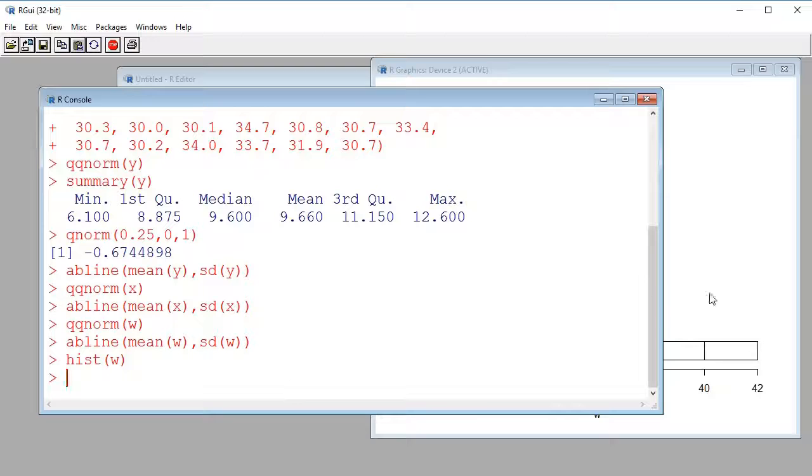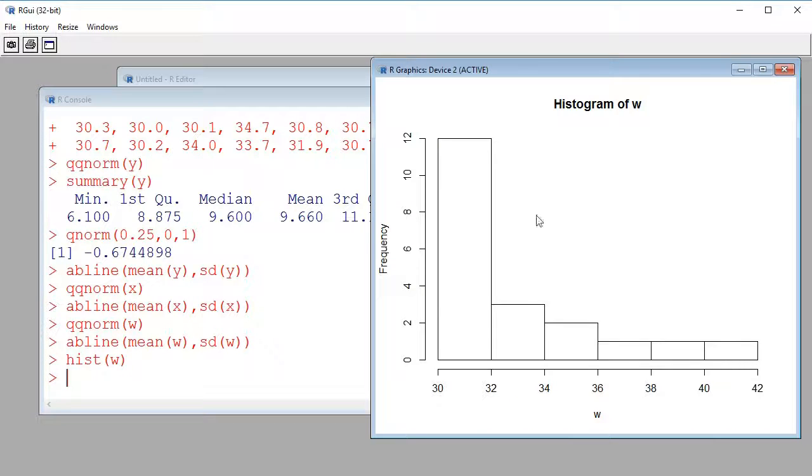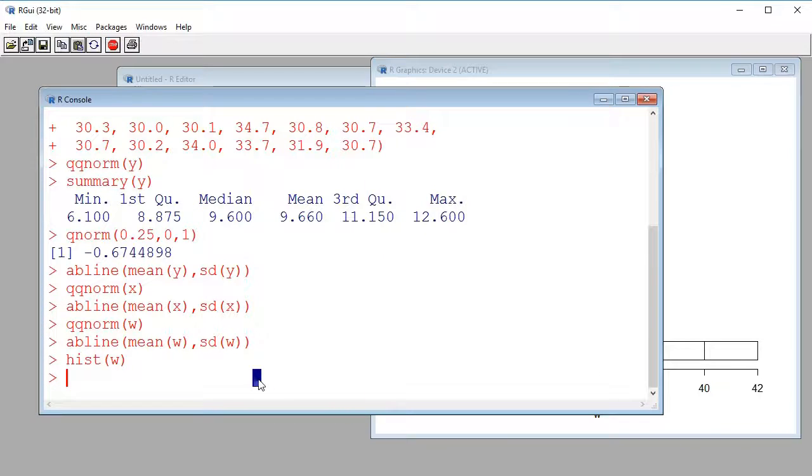For example, here, if I look at the histogram of w, we actually see a very strong skew. So it's strongly skewed to the right, actually. And so it's not reasonable to assume that we have a normal population, or that it's a sample from a normal population. Okay. I'll end the discussion with an example where we have data stored in a file.